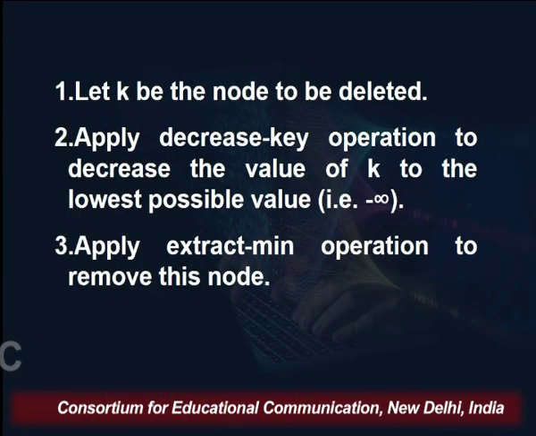So, what are the steps to be followed while deleting a node? Let us say k is the node which is to be deleted. We need to apply the decrease key operation to decrease the value of k to the lowest possible value. What could be the lowest possible value? The lowest possible value here is minus infinity. So, we are going to apply the decrease key operation, and after that we will be taking the extract min operation in order to remove this node. So, basically node deletion is going to be a combination of two operations. One is a decrease key operation, another one is an extract min operation.